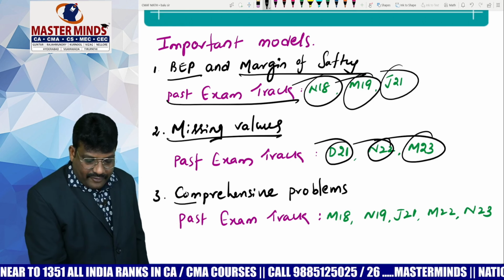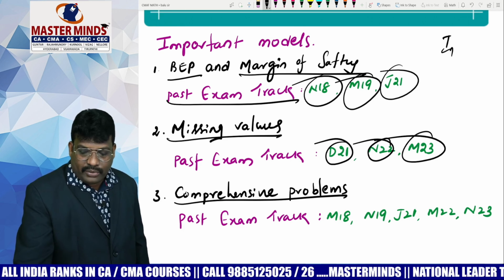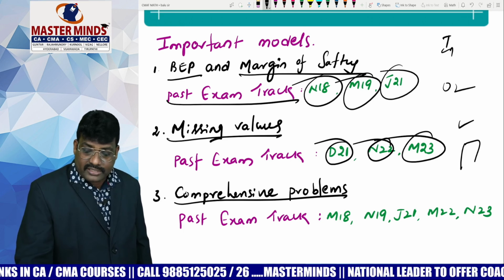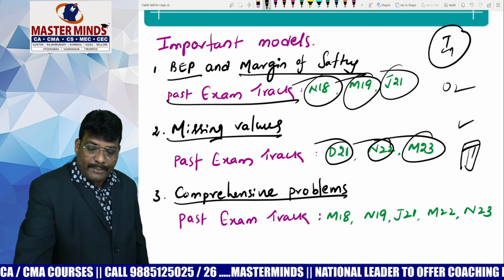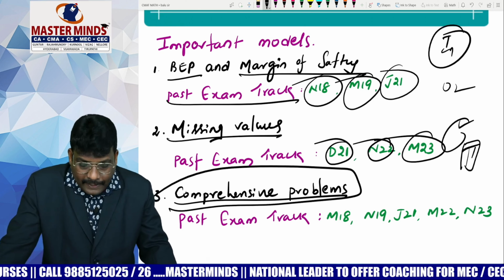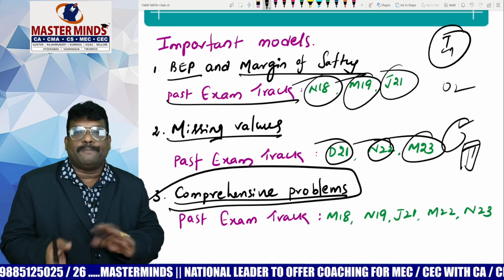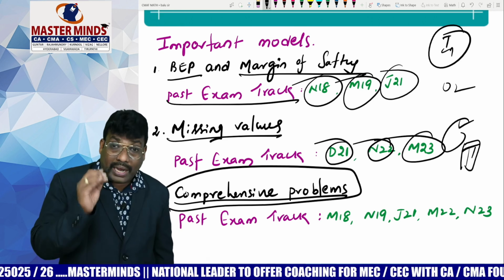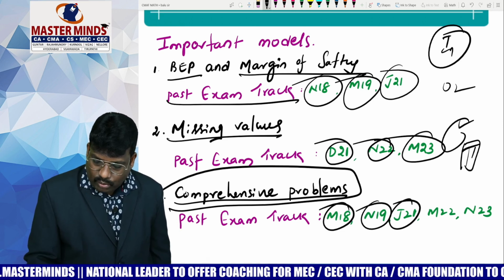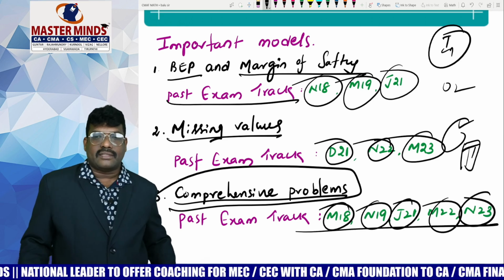And finally, the comprehensive problems. Students, try to understand: when they give an income statement, they will ask for leverages. When they give leverages, they will ask you to prepare the income statement. When they mix both, that model is called a comprehensive problem, right? The comprehensive model covers both. For that purpose, you have to pay attention. Why? Because May 18, 19, 21, 22, 23, all these years they have asked this model, right?